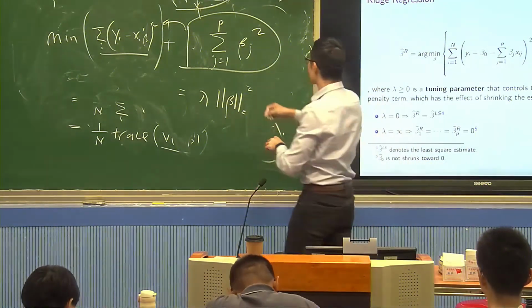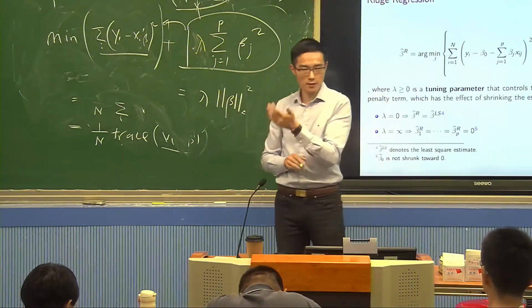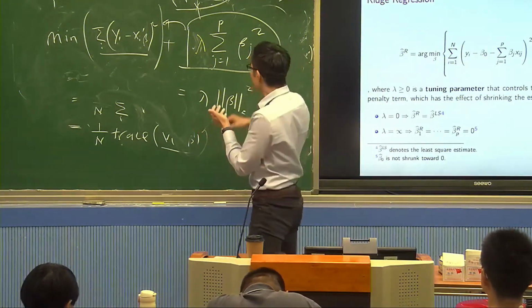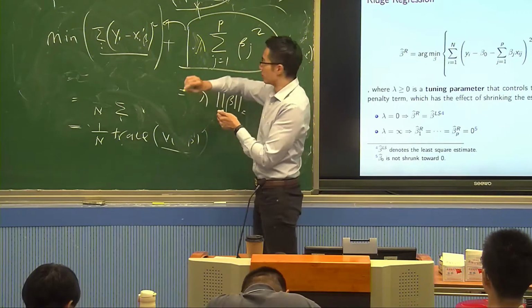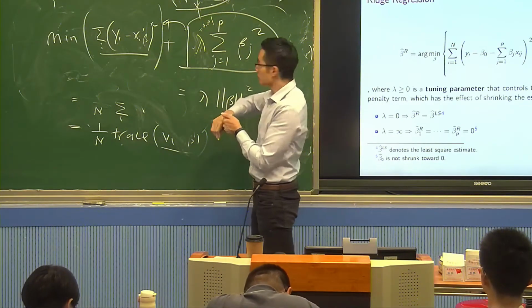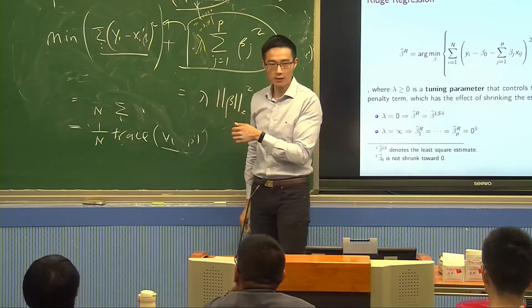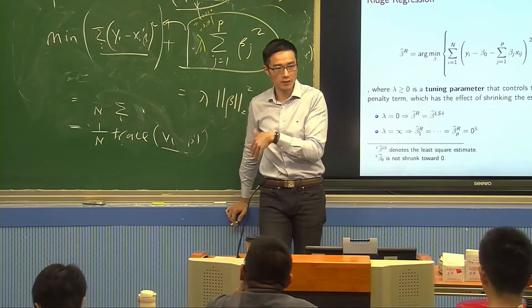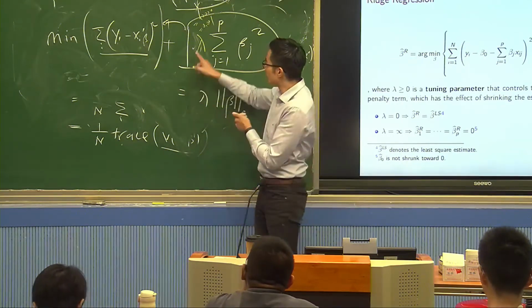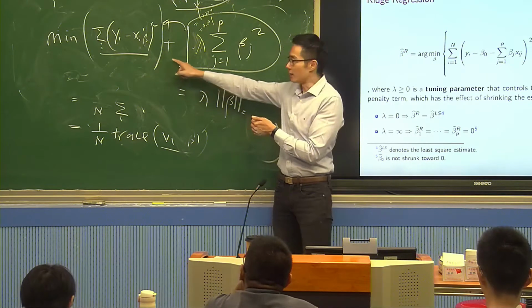But notice that there's also a lambda here. What is this lambda? This lambda is a constant. It can be anything, as long as it's larger than 0. So lambda can be 0.001, or lambda can be 1,000 or even 10,000. It can be any constant above 0, or even equal to 0. If lambda equals 0, we have the OLS.